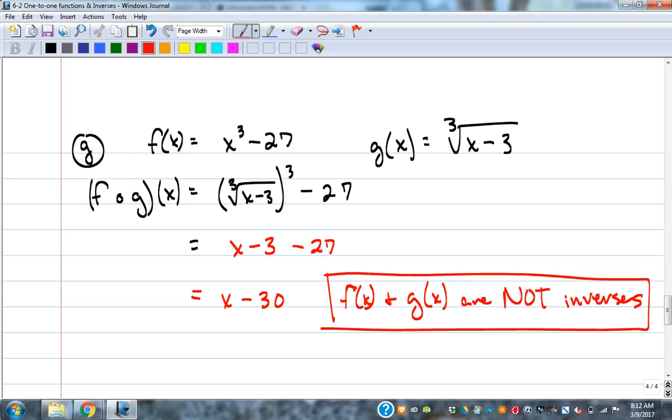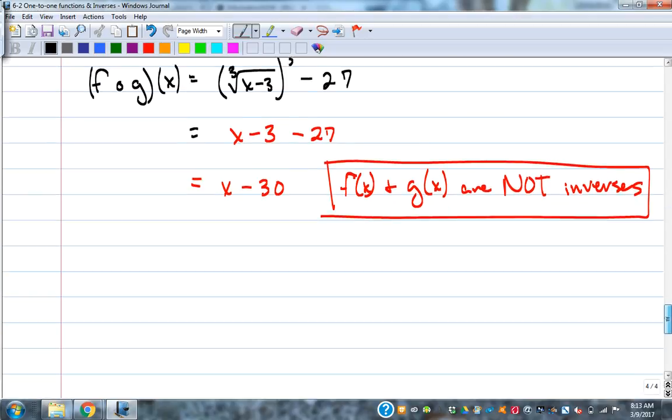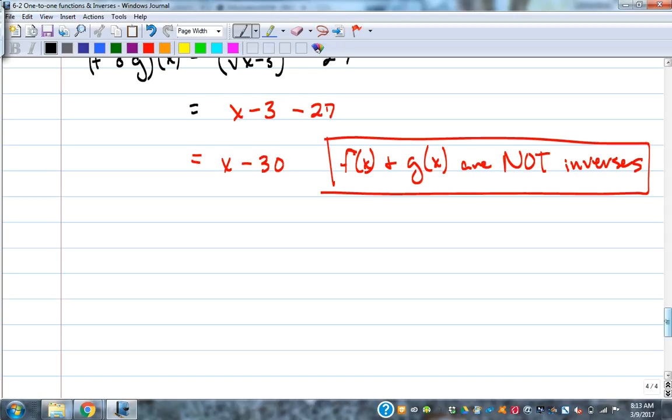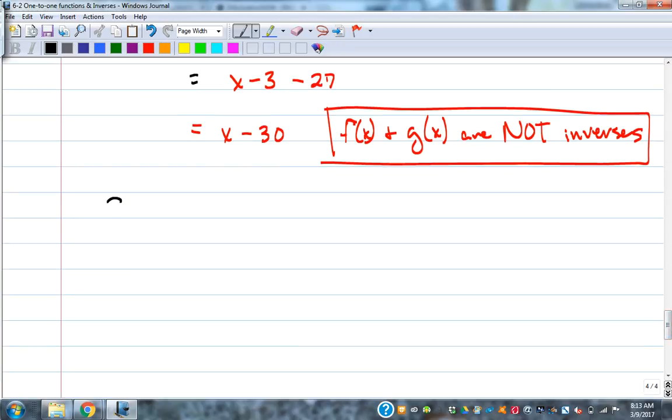Okay, so that's algebraic verification. All right. So the composition is algebraic verification. Don't have to worry about domain as much with this composition because you're just testing inverses. You're not trying to do domain and all that stuff of a composition. You're testing to see if they're inverses. The other verification is graphical.